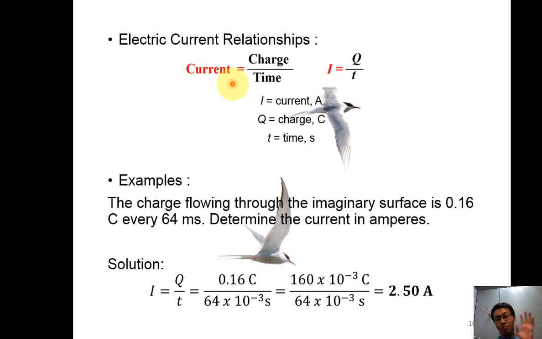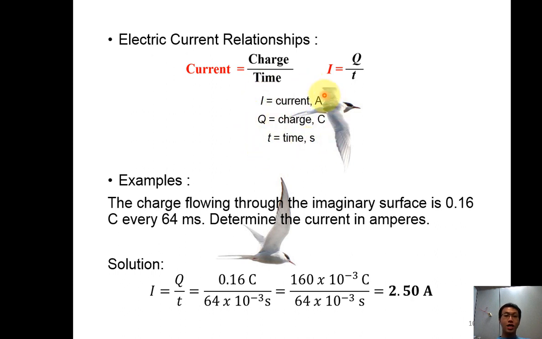Previously, what we learned from maybe secondary high school: current is actually charge divided by time. Or we can write it in a symbolic way: I equals Q divided by T, where I is current in ampere, Q is charge in coulomb, and T is time in seconds. So I, Q, T are italic.